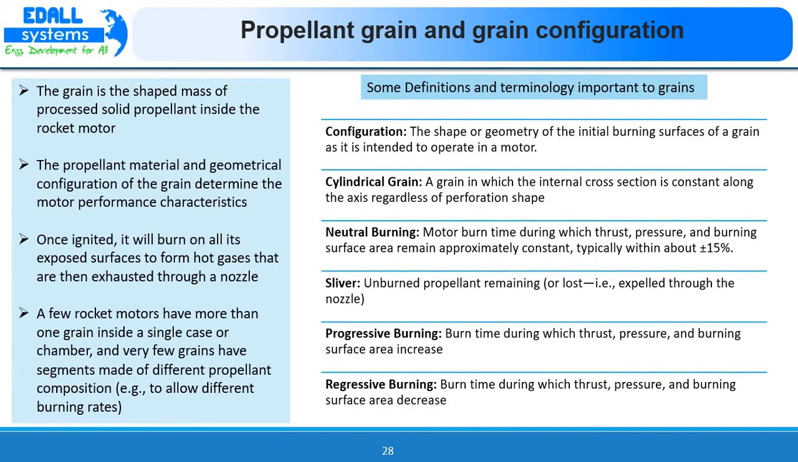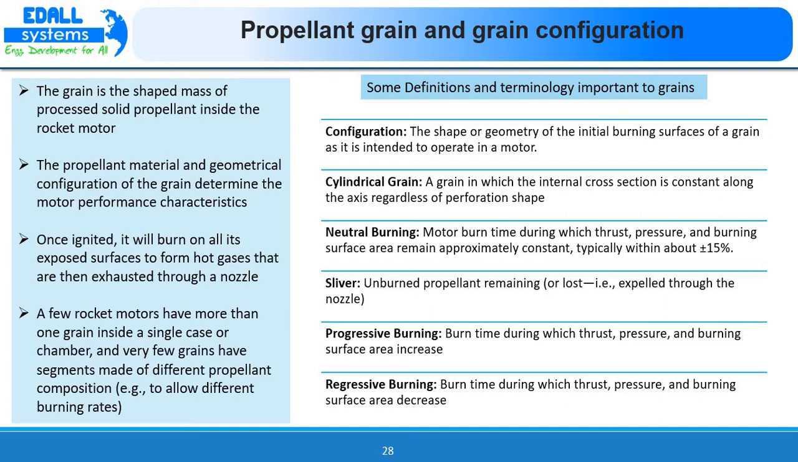So there are some definitions and terminologies which are important when we are dealing with grains. First, configuration, that is the shape or geometry of the initial burning surfaces of a grain as it is intended to operate in a motor. Cylindrical grain is a grain in which the internal cross section is constant along the axis regardless of the perforation shape. Neutral burning is motor burn time during which thrust, pressure and burning surface area remain approximately constant, typically within about plus or minus 15%.